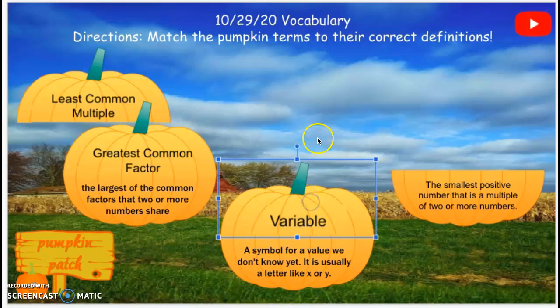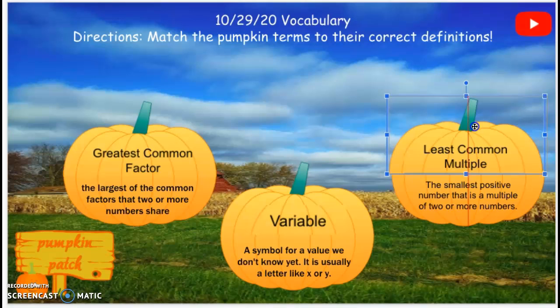All right, let's take a look at the last one. The smallest positive number that is the multiple of two or more numbers. Smallest, keyword, least. There's our least common multiple.